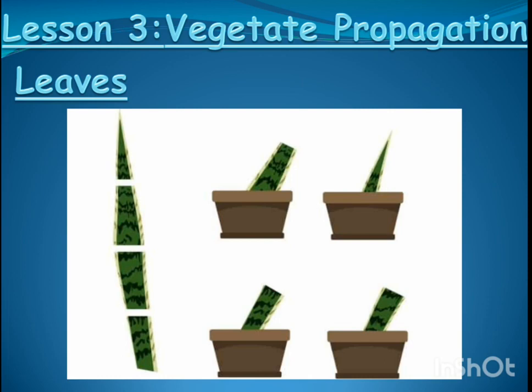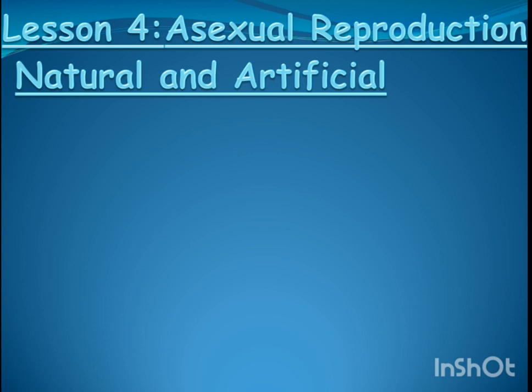Okay, now let's see the next lesson, which is asexual reproduction, natural and artificial. How does asexual reproduction in plants happen naturally and artificially? Till now, we have learned vegetative propagation in stem, leaves and roots, when they happen naturally without human effect; those are natural asexual reproduction. Along with those, you have two more asexual reproduction methods which happen naturally.